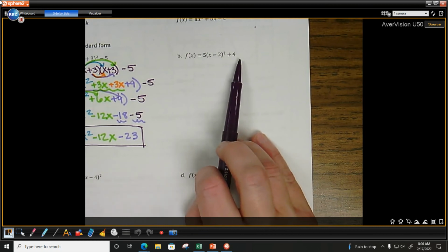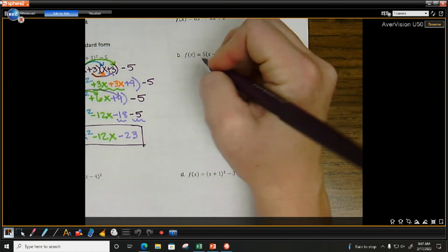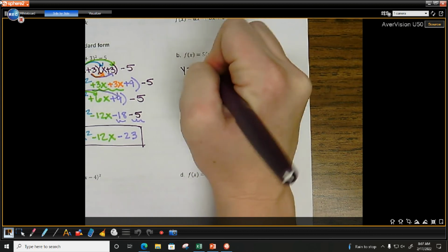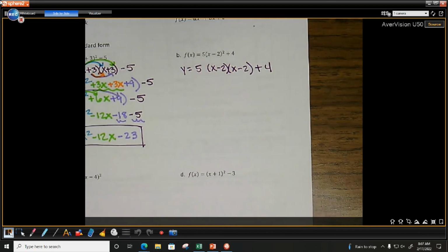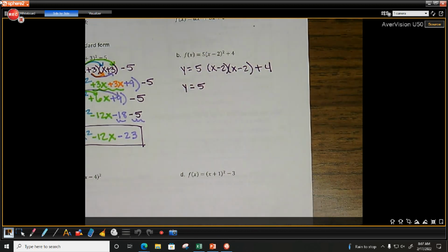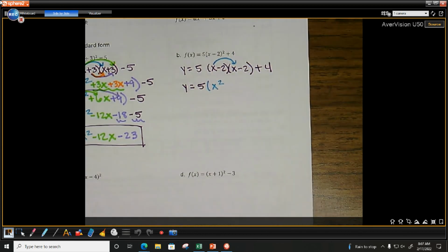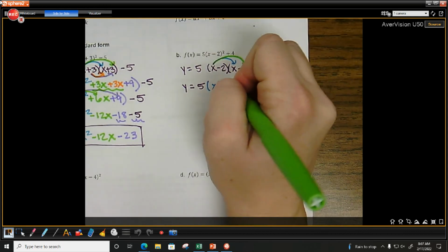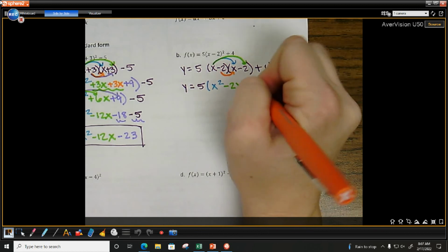Okay? I have parentheses to the second power. What's my first step going to be? Write the parentheses twice. Drop down your Y equals 5. What do I need to do to get rid of the parentheses? Distribute. What's x times x? What's x times -2? What's -2 times x? And what's -2 times -2? +4. And then drop down your +4.